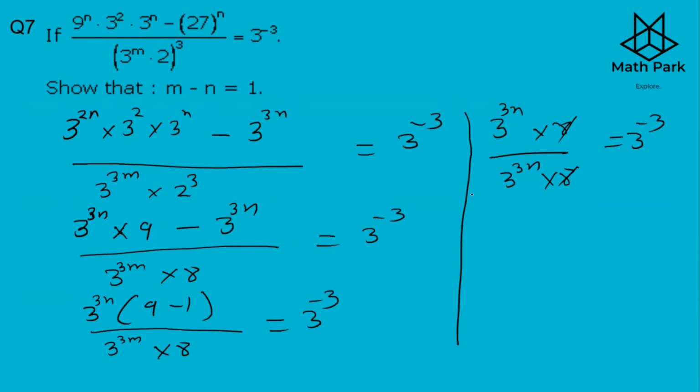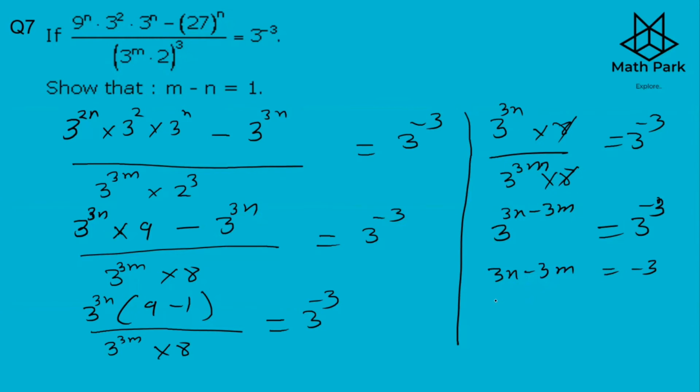So this was 3 raised to 3n, sorry, and the denominator is 3 raised to 3m. So we get here 3 raised to 3n minus 3m is equal to 3 raised to minus 3. So when the bases are same, we equate the power. So we get 3n minus 3m is equal to minus 3. So if I shift this over here, it becomes positive.